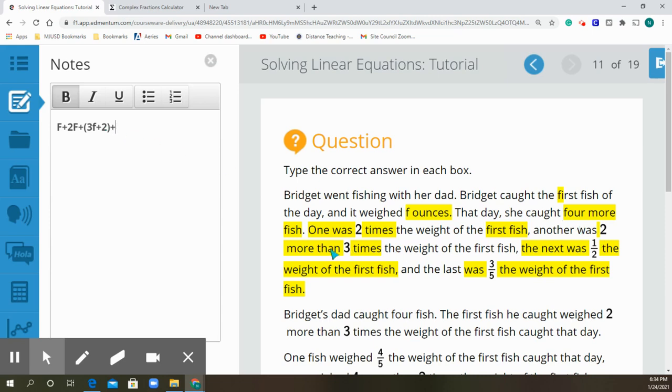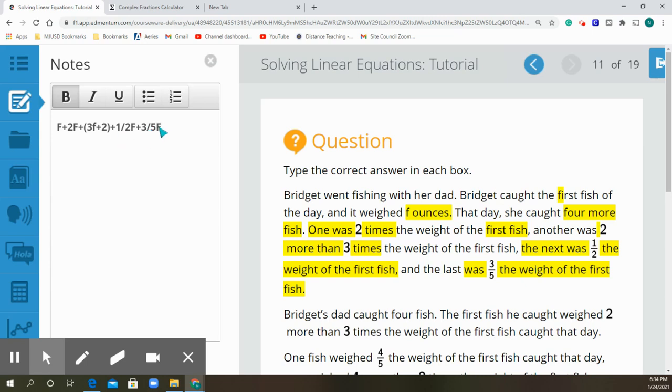the next one was half the weight of the first fish. So 1/2 F. And the last one was 3/5 the weight of the first fish. So plus 3/5, not 2/5, 3/5 the weight of the first fish.